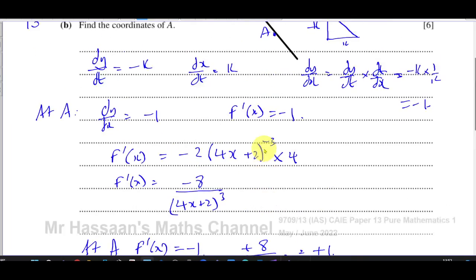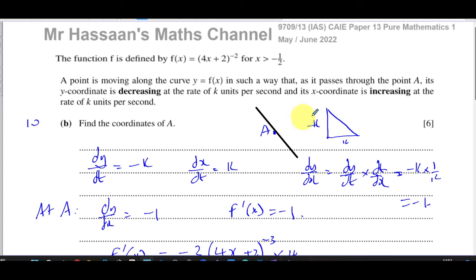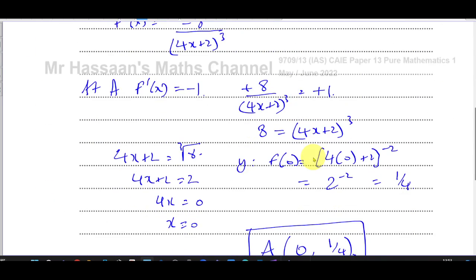That's 6 marks. But a little bit of a trick to that is that if at A, the rate of change of y with respect to t is negative k and x is positive k, then it's basically a gradient of negative 1, as we confirmed by the chain rule here. dy dx is dy dt times dt dx, which is minus k times 1 over k, which is minus 1. So that's the value of dy dx. And that's how we sorted out this question.